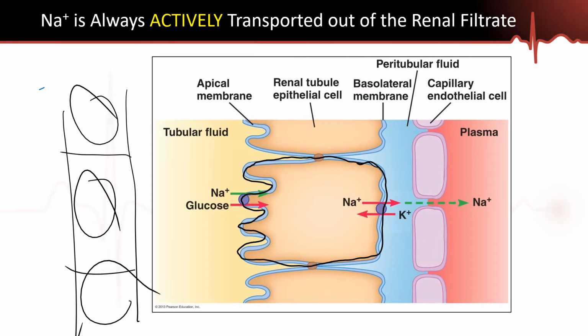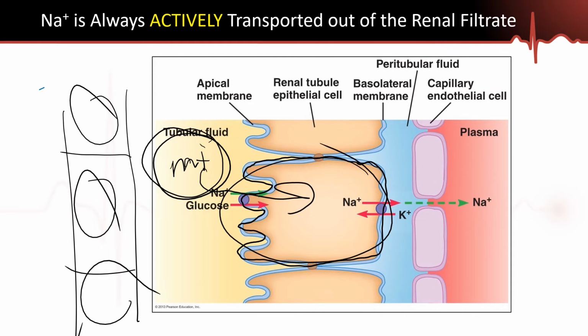Let's start off with sodium. We've got sodium that exists in the lumen of the nephron. And what we want to do is get sodium into the cuboidal epithelial cell. That's the first thing that we need to do.